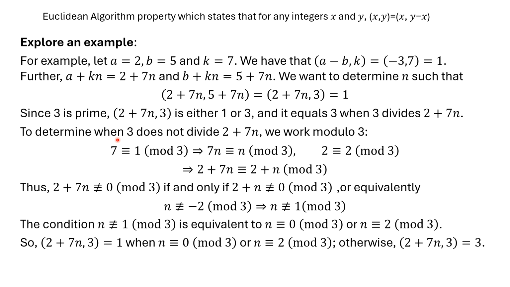So to determine when 3 does not divide 2 plus 7n, we work in modulo 3. So we want to convert this to mod 3. 7 is congruent to 1 mod 3. And then you just multiply both sides here by n, and you get 7n is congruent to n mod 3. And then, of course, 2 is just congruent to 2 mod 3. Then you add these two together, and you get 2 plus 7n is congruent to 2 plus n mod 3.